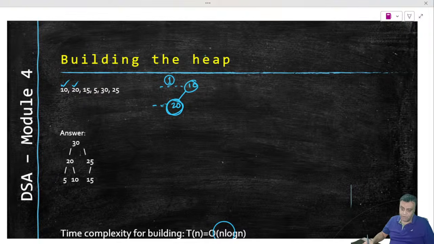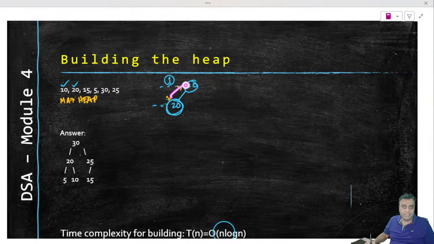But is it following the rules of the heap? The heap says, and I have to build a max heap, by the way, that my largest element should be at the top. So in this particular small example, this is a tree.